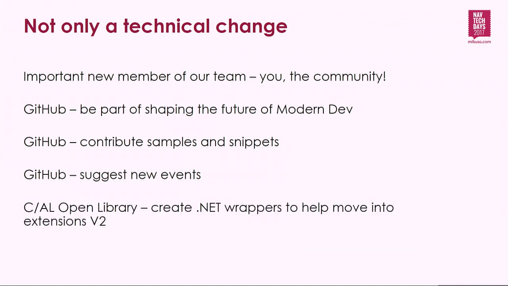And then lastly, we went out with a CAL open library, and it started as an initiative to give a way to replace .NET at a faster pace than we can produce new types in AL. And so far this has been quite successful. We've had close to 10 different contributions that were accepted, reviewed, updated by Jesper, and included in the base app.